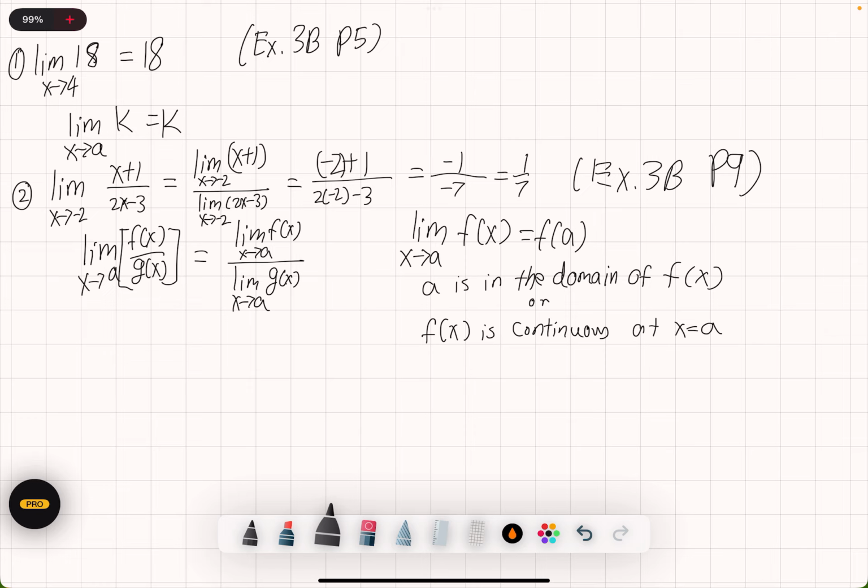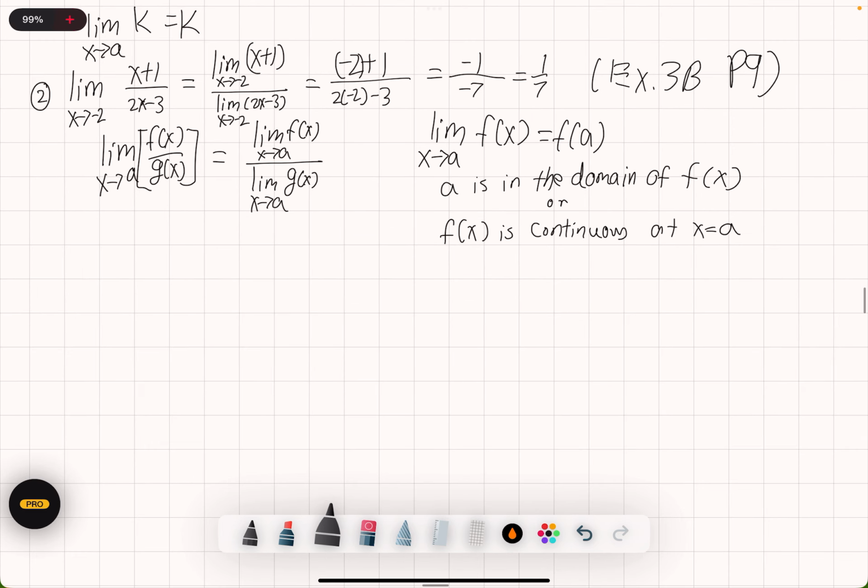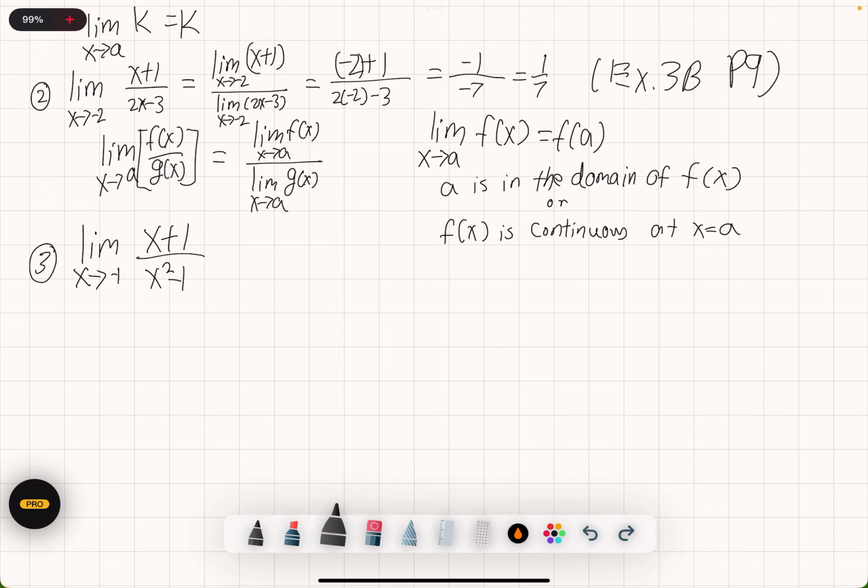So other problems that we might consider are harder ones, such as when we have f of x over g of x, but g of x is 0. So an example would be evaluate the limit of x plus 1 over x squared minus 1 as x approaches negative 1. Now here we want to use this property, but this is built on the case that g of x is not 0, because we don't want 0 as a denominator.